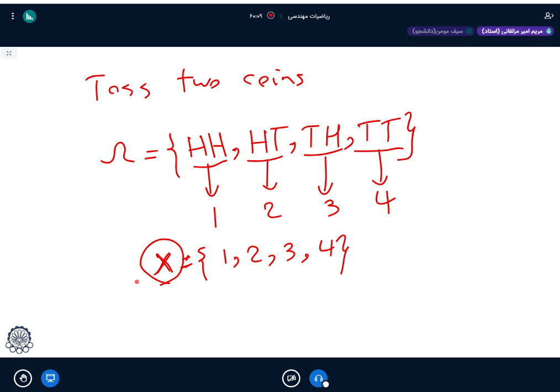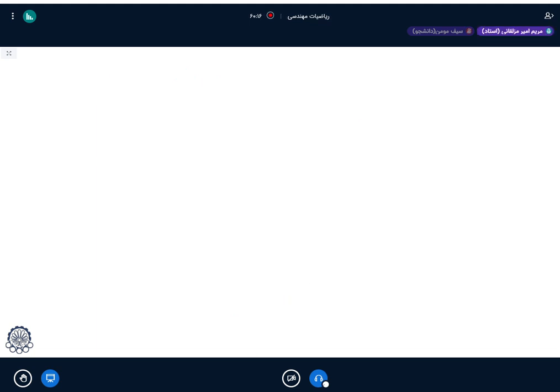Also discrete. Yes, it's discrete too. But what's the example of a continuous random variable? Suppose that we have a line segment from 0 to L.